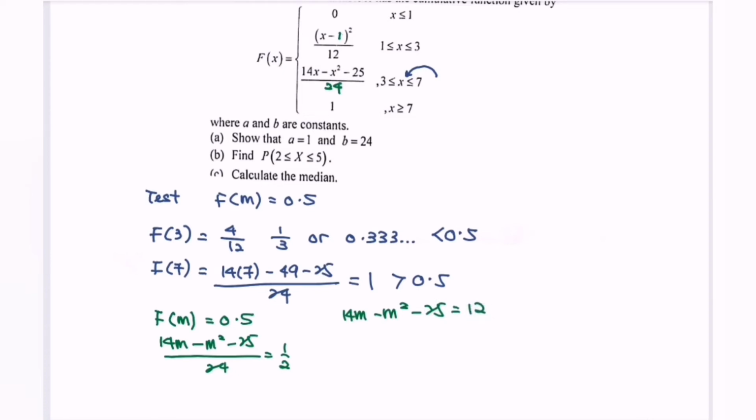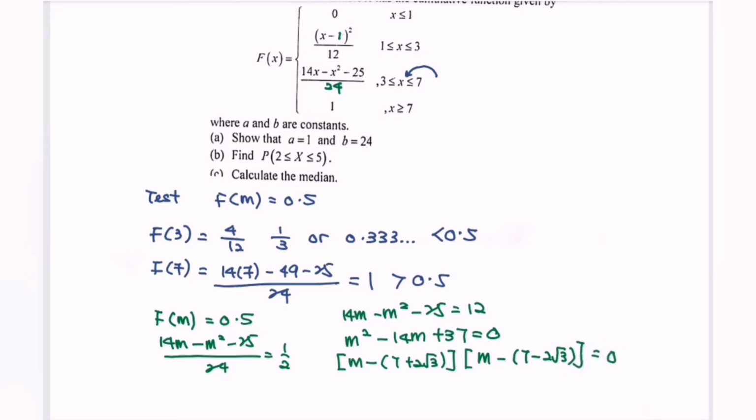Kindly rearrange the situation, so m squared minus 14m, then where we have minus 25 minus 12, we will have plus 37 equals 0. After we factorize the situation, we have (m minus (7 plus 2 multiplied with the square root of 3)), and another factor (m minus (7 minus 2 multiplied with the square root of 3)), which is equal to 0. So from here, we have m equals 10.5 and m equals 3.54.